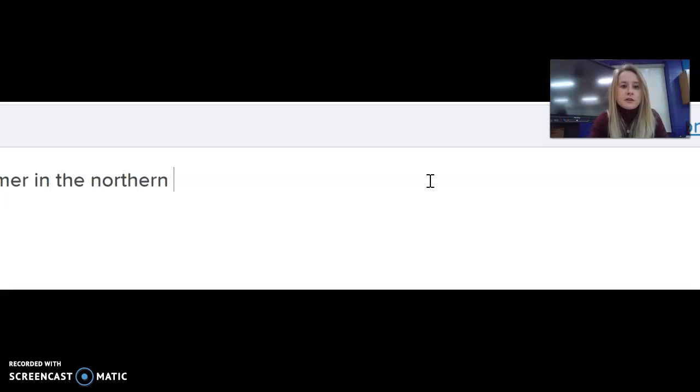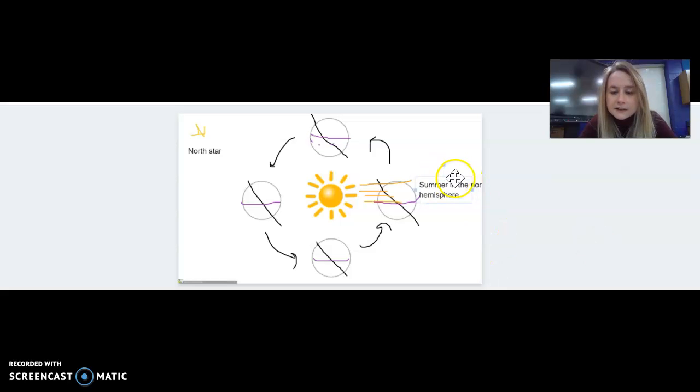in the northern hemisphere. Right here is summer in the northern hemisphere. Now, the southern hemisphere right here is tilted away from the sun and is receiving the least direct sunlight. So that tells me it's winter. It's winter in the southern hemisphere when it's summer in the northern hemisphere. The seasons are always flipped.